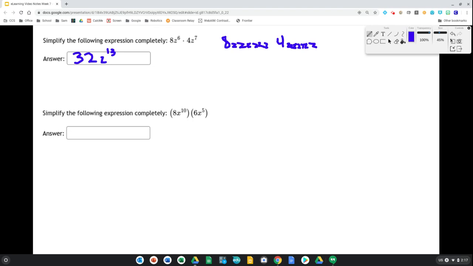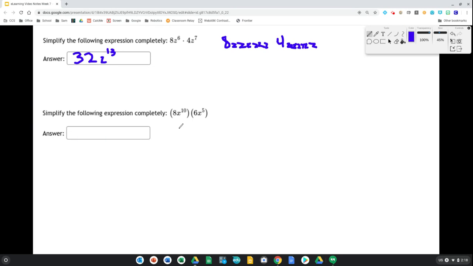So you can do this. You can take these problems and break them all back down, or you can just kind of look at it and think, okay, well, what am I doing? Well, I'm going to multiply the 8 and the 4 together. And then I really just end up adding these exponents, adding the 6 and the 7 to get 13. And it doesn't really matter how many things we have, we're going to do it the exact same way.